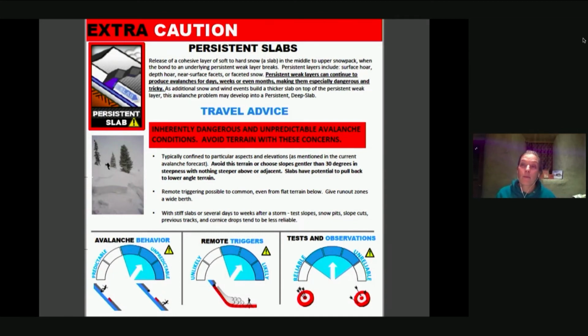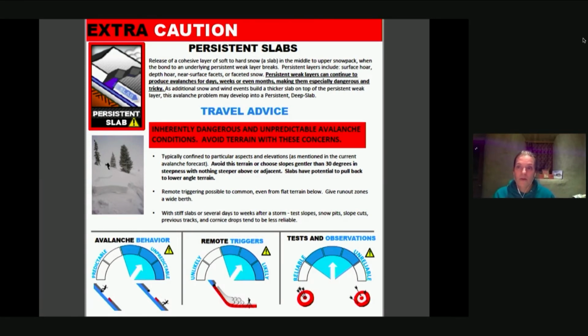But when I think about persistent slabs, it's really unpredictable in terms of where I might trigger these avalanches. So that is a strike against them. I can remote trigger persistent slab problems and deep slab problems. Again, harder to manage, makes it scarier. And my tests and observations are not often reliable. So when I see persistent slabs and deep slabs on the forecast, I back way off. I find that really scary.